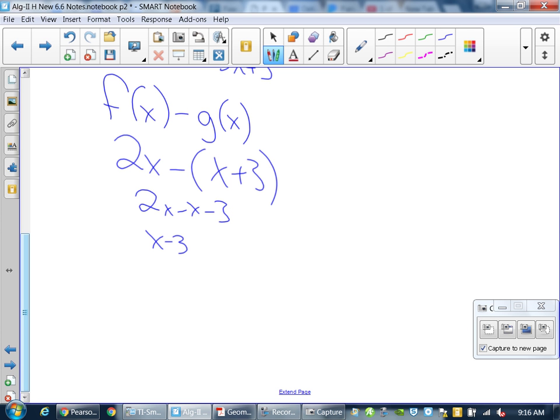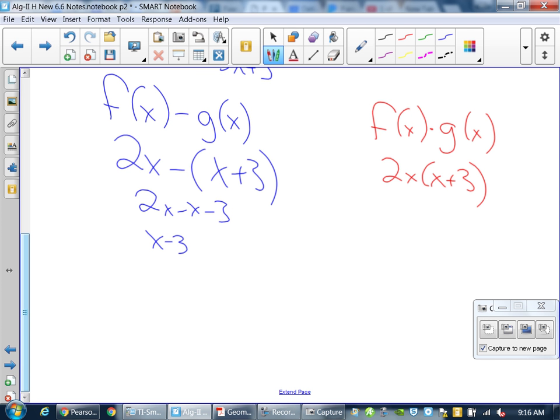What changes if I want to multiply them? The only thing that changes is it would be f of x times g of x. Well, and you just distribute. Okay.